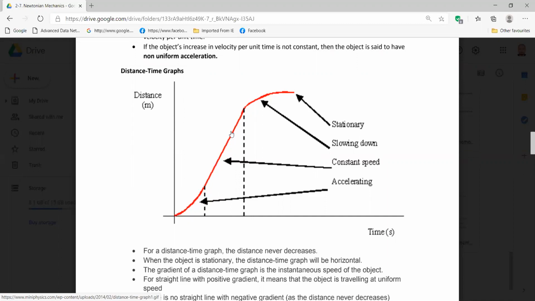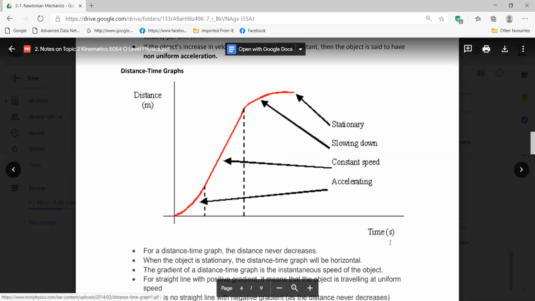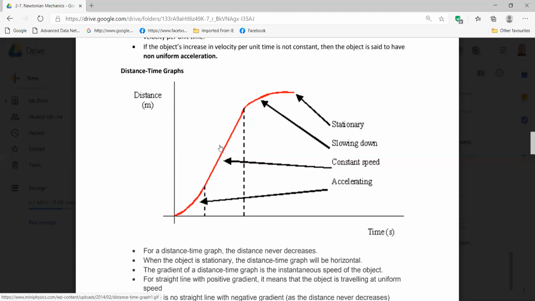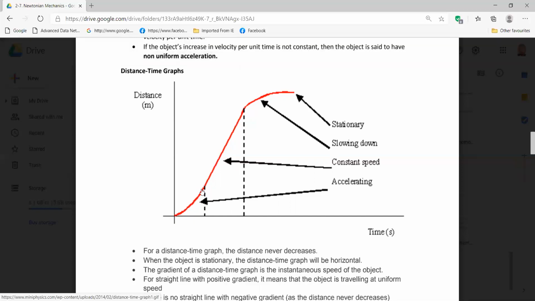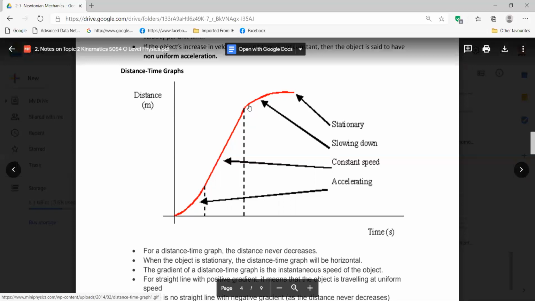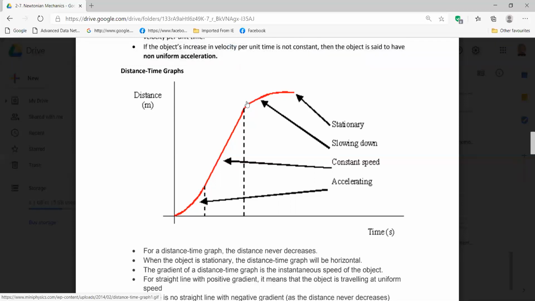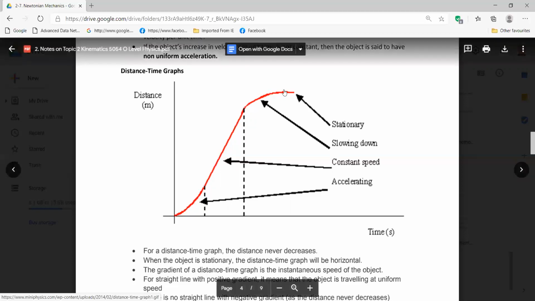Don't mix up the distance time graph and the speed time graph. We are going to discuss more with that one. Just remember that in a distance time graph, if it is at constant speed, then we have a straight line like this, a steeper straight line. If it is accelerating, then we have a curved line. If it is slowing down, it is a curved line with decreasing gradient. If it is a straight line parallel to the time axis, horizontal, that is stationary.